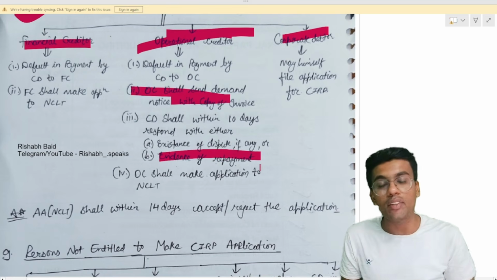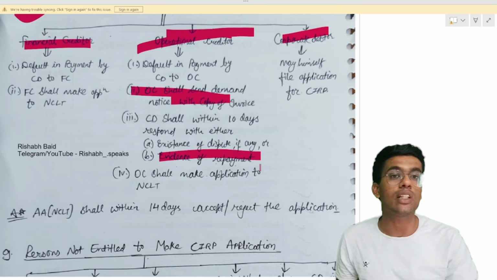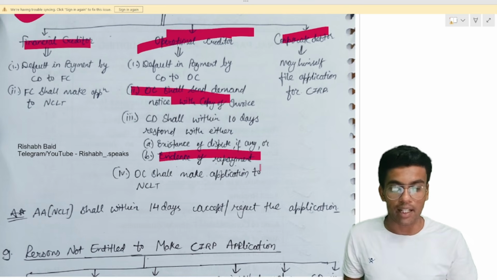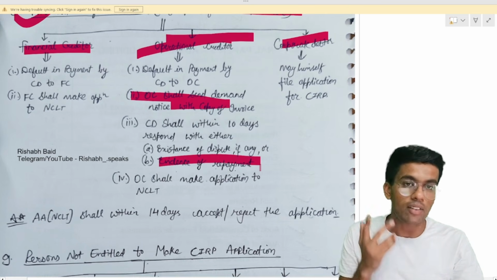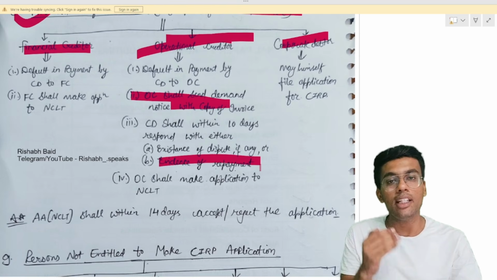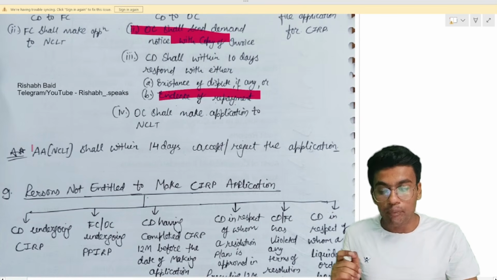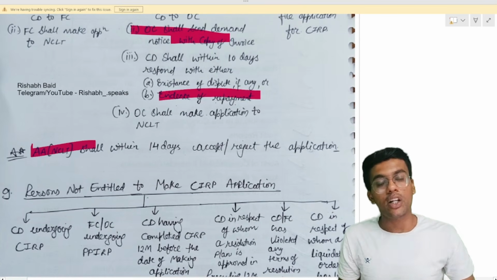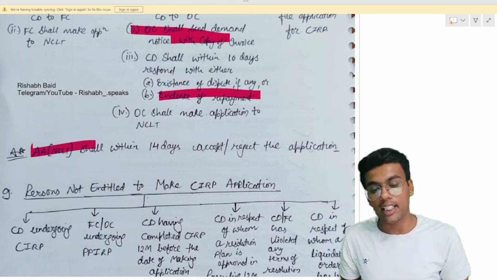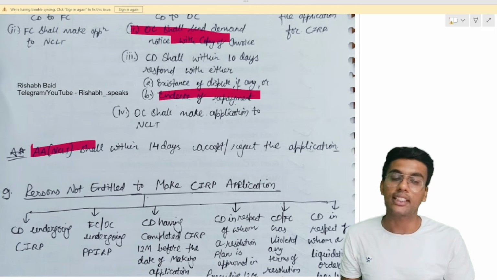Once he has received the response from the corporate debtor, the operational creditor will make an application to the NCLT saying that we are willing to initiate the CIRP procedure. The corporate debtor himself can file an application for CIRP if he feels he is unable to run his company with the available finance. Now, one more important thing, the adjudicating authority. Wherever we discuss the adjudicating authority in this chapter, it would be the NCLT, National Company Law Tribunal, and the adjudicating authority shall within 14 days accept or reject the application.